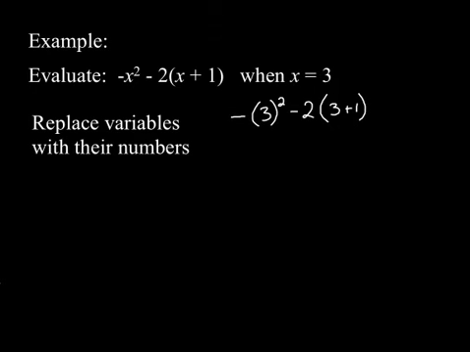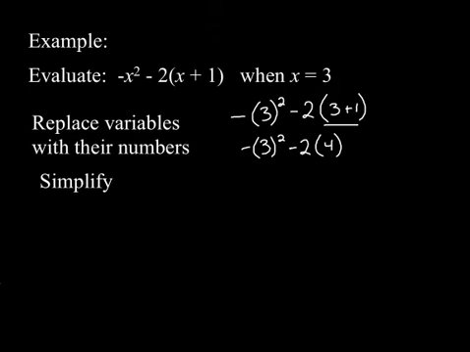Again, in this case, once we get there, we're going to simplify, which means just to follow the order of operations. So here we have grouping symbols, parentheses. We're going to do that first. So this will be -3 squared minus 2 times 3 plus 1 is 4.